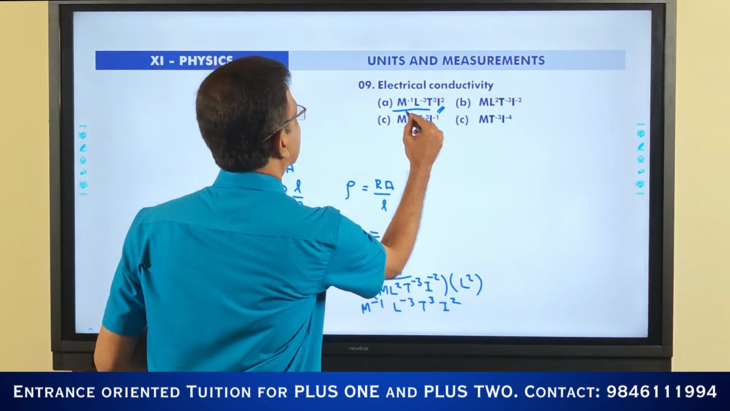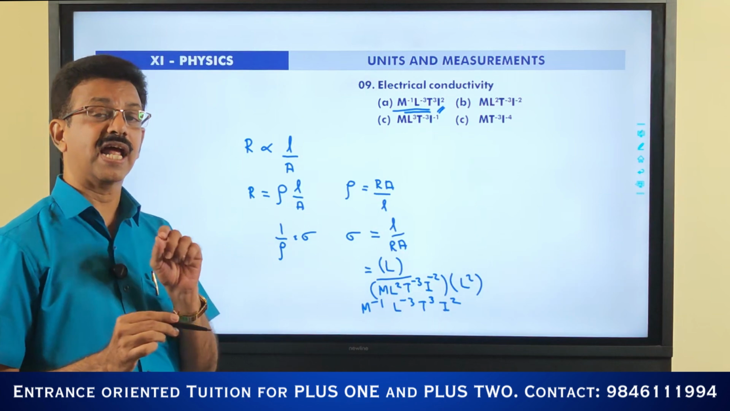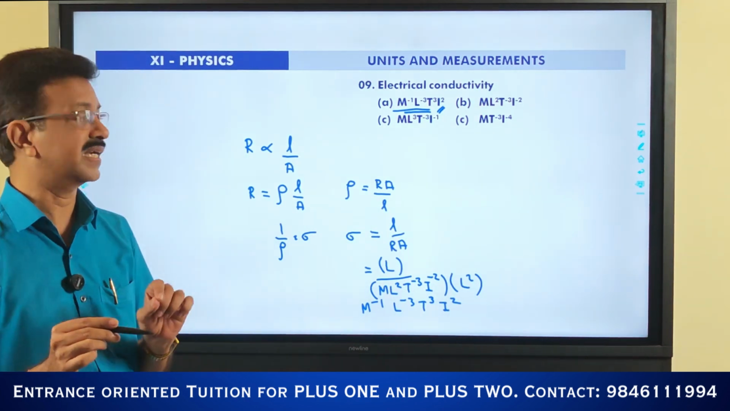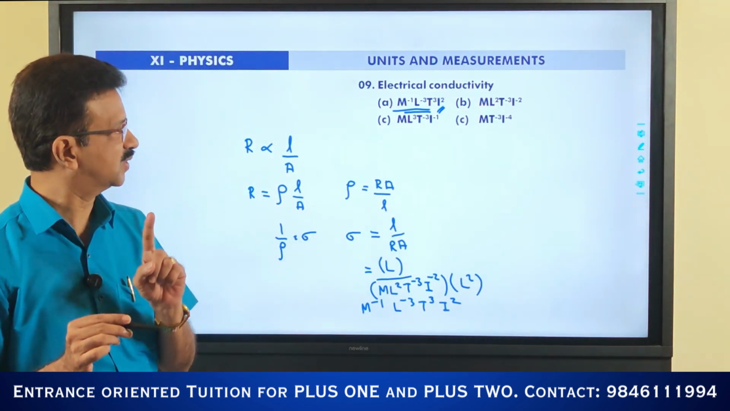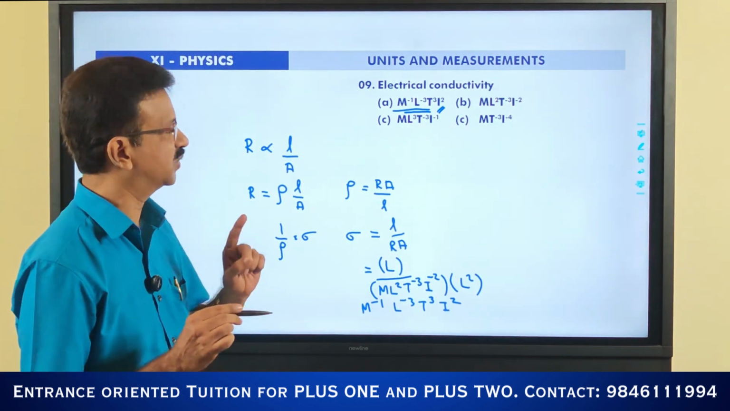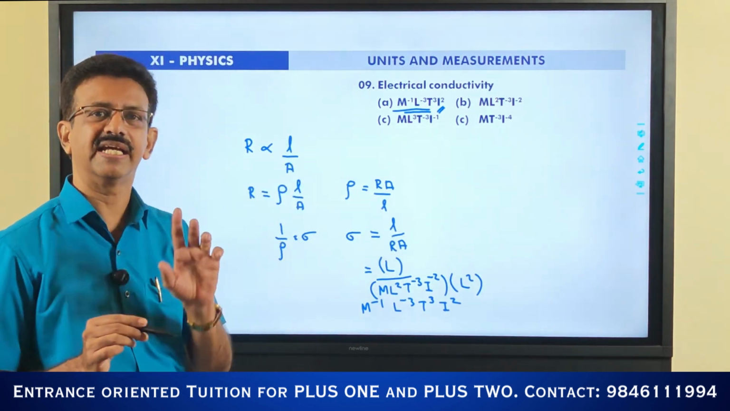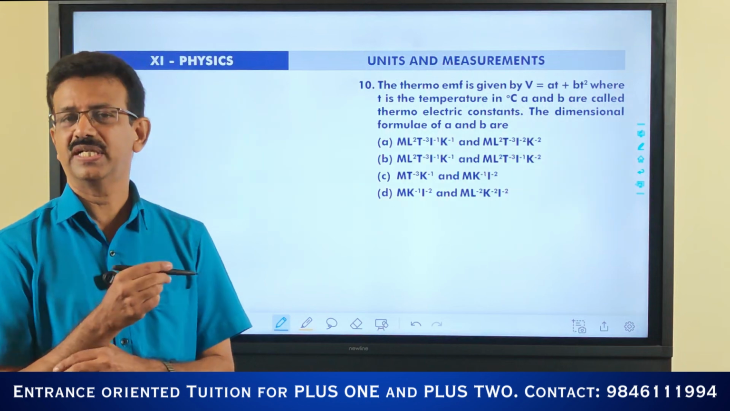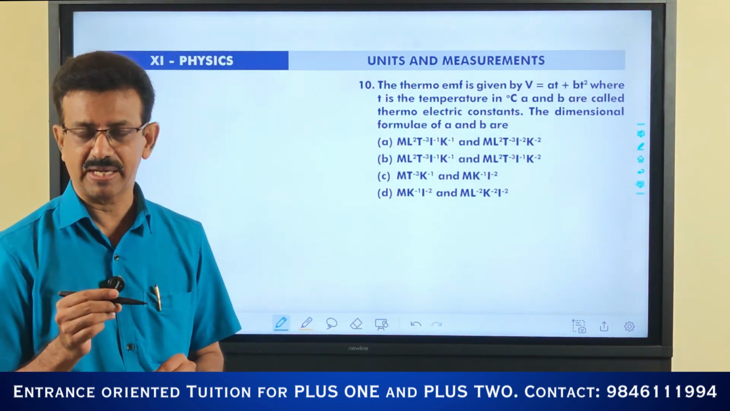A choice is the correct answer. Therefore, the dimensional formula of electrical conductivity is M raised to minus 1, L raised to minus 3, T raised to 3, I raised to 2. That is A choice. The next question is also about the dimensional formula.